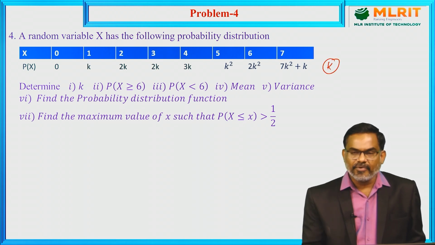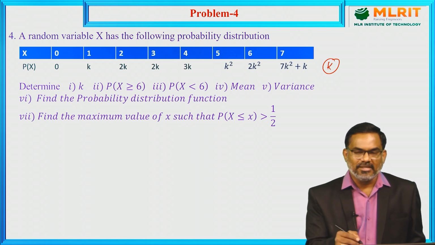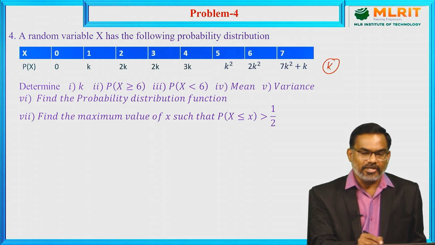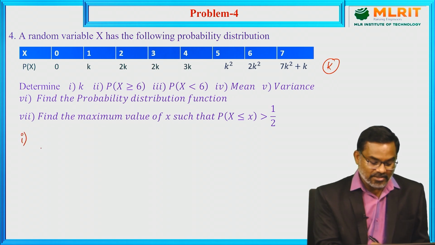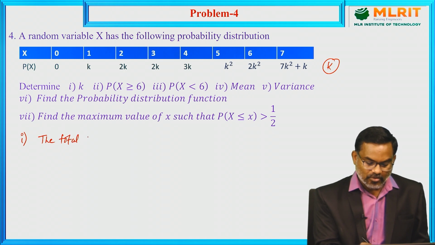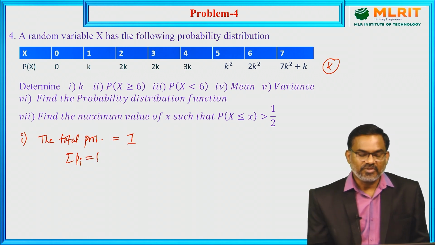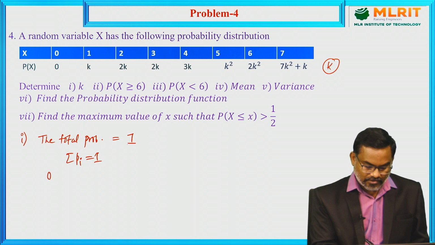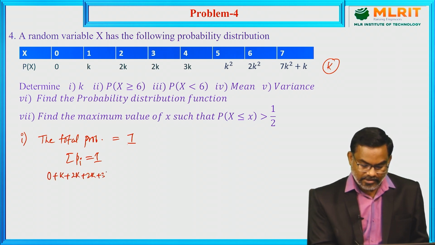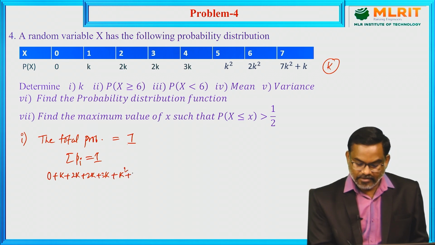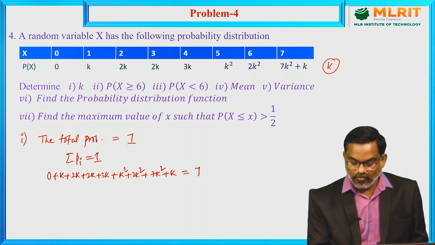So here, if we find the unknown k, we can find the probabilities numerically. And the first question is to determine the value of k. Let us start with the property of total probability. We know that the total probability is always unity, sigma pi is equal to 1. So if you add all these values, 0 plus k plus 2k plus 2k, 3k, then k square, 2k square, 7k square plus k is equal to 1.